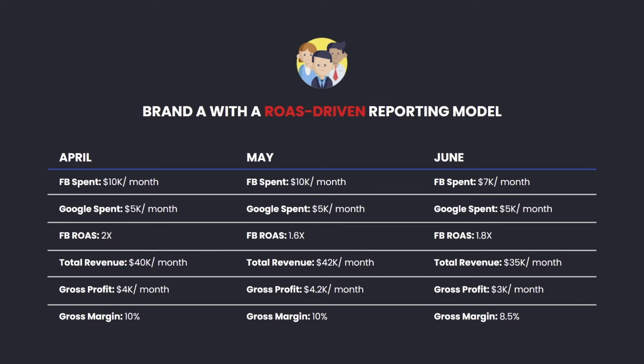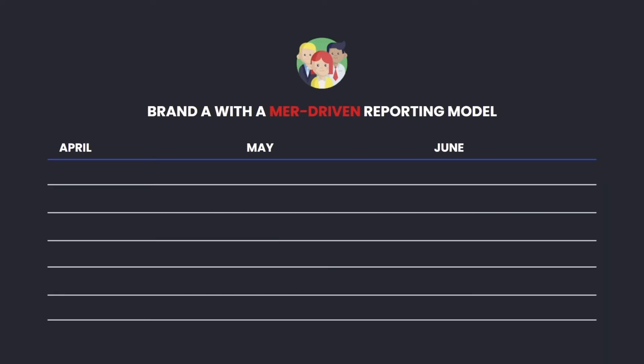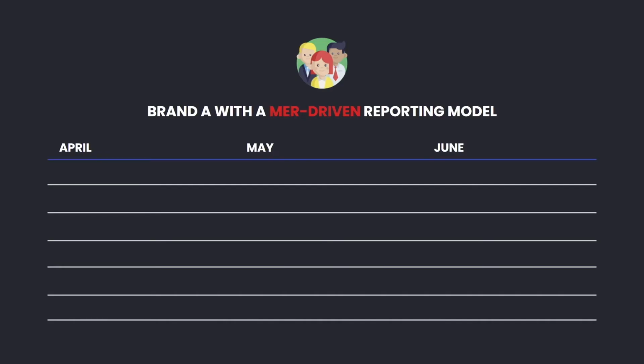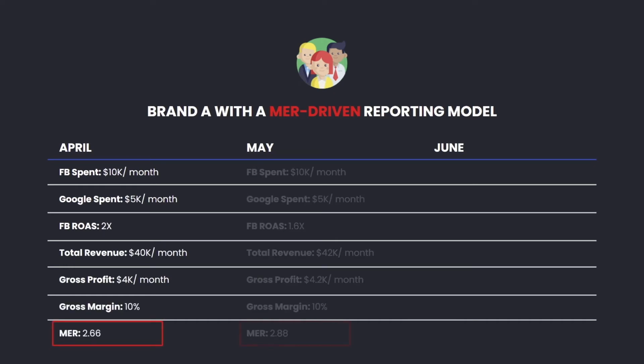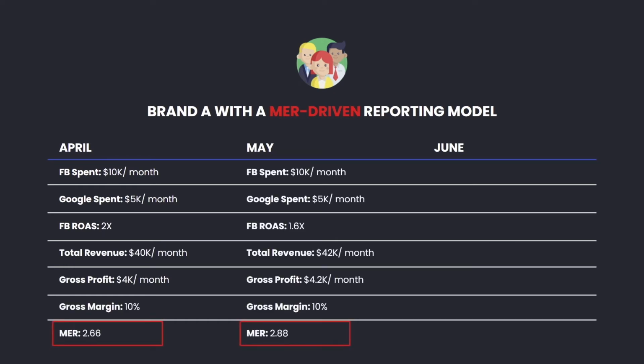Before we go any further, let's take a look at those same months, but with MER as the North Star metric. In April, all metrics are the same. They spend the same amount of money on Facebook and Google and have gotten the same results. So in total, the MER, meaning total revenue divided by total ad spend, is 2.66. In May, the same thing happens. ROAS decreases to 1.6, but total revenues and profits increase. So does the MER, from 2.66 to 2.8.